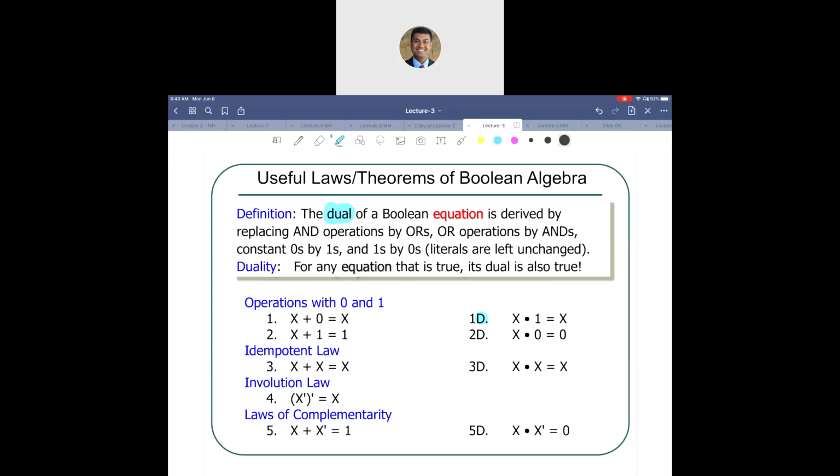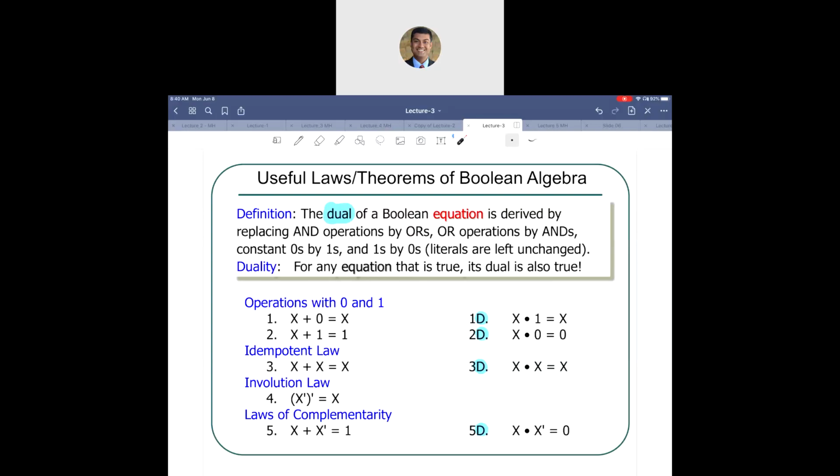So there's a D there, D there, D there. Those all indicate the dual of 1, the dual of property 2, the dual of property 3, and so on. The first law is the duality principle.